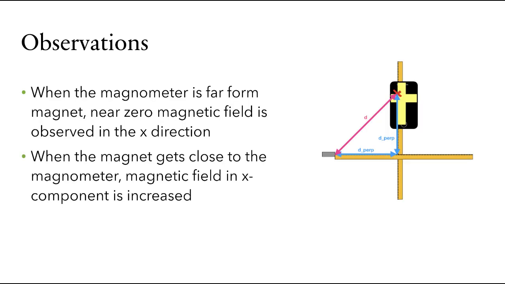The observations that we see during this experiment is that when the magnetometer is far from the magnet, the magnetic field is close to zero, which was observed in the x direction. And when the magnet gets close to the magnetometer, the magnetic field in the x direction is increased.